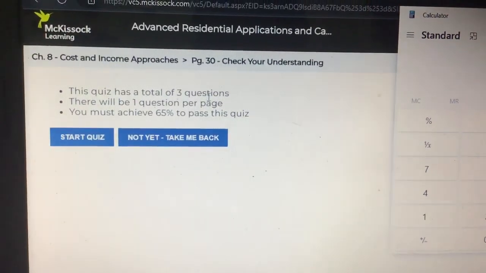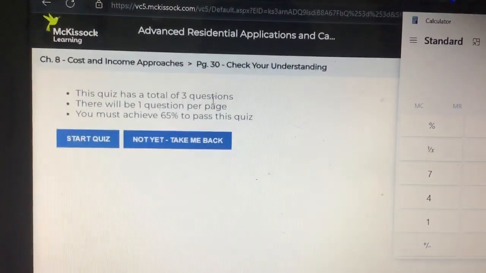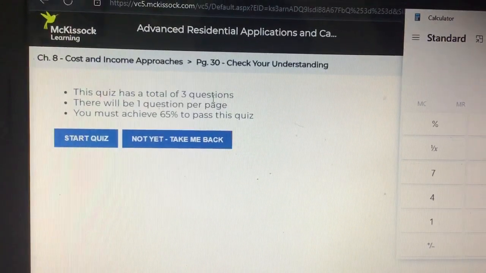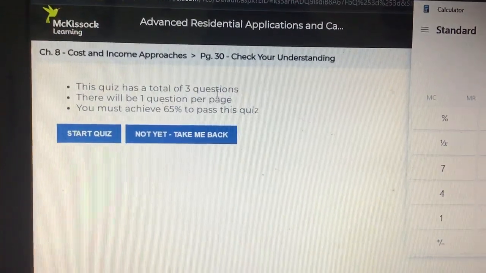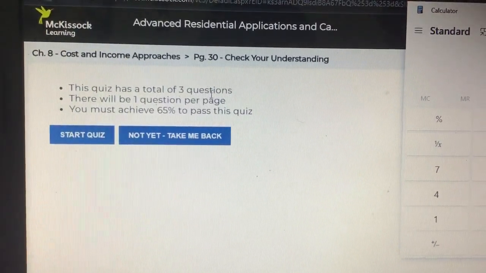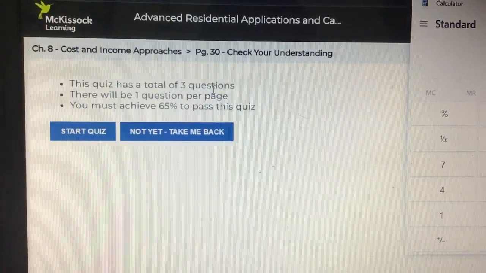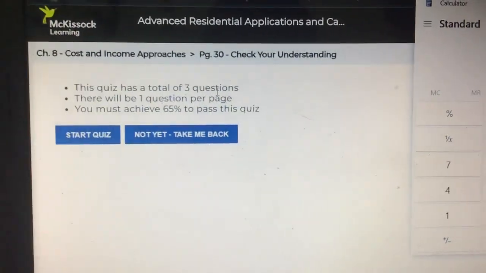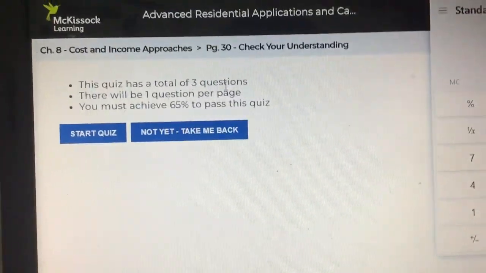Advanced Residential Applications and Case Studies, Chapter 8, Cost and Income Approaches, page 30. Check your understanding. This quiz has a total of 3 questions. There will be 1 question per page. You must achieve 65% to pass this quiz. Start quiz.